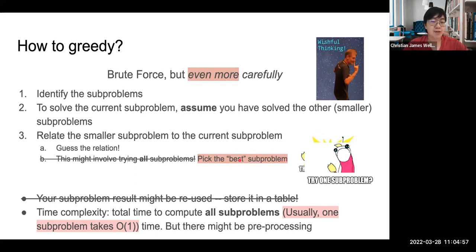Okay, and this reduces the time complexity a lot, because usually the total time to compute all the sub problems, like last week, might take O(n) time, right? There are n sub problems to compute at this level. But for greedy algorithms, typically it only takes O(1) time, because you just compute one sub problem and that's it. Although there might be some pre-processing, which we'll see in a bit. Okay, so let's go on.